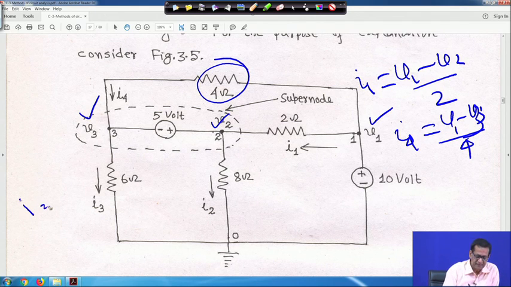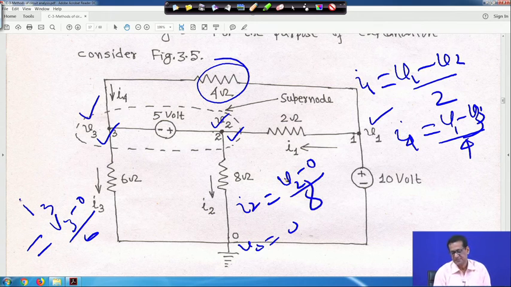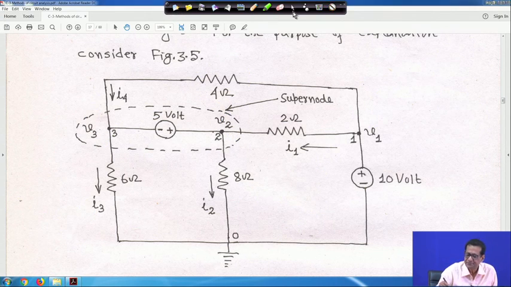I3 is equal to V3 minus 0 by 6, because this is V3 and this is the reference node, whose voltage is 0. Similarly, I2 is equal to V2 minus 0 by 8, because this voltage is V2 and the reference node voltage is 0. So, I1 plus I4 is equal to I2 plus I3. Replace those currents by the voltages V1, V2, V3, and then you will get one equation using KCL. Let me clear it.